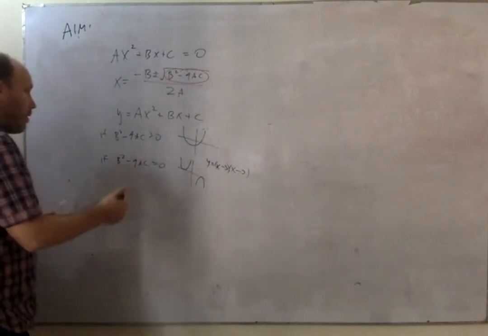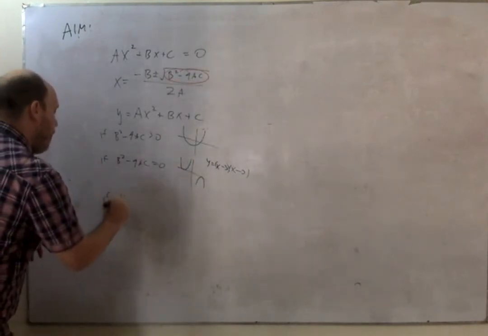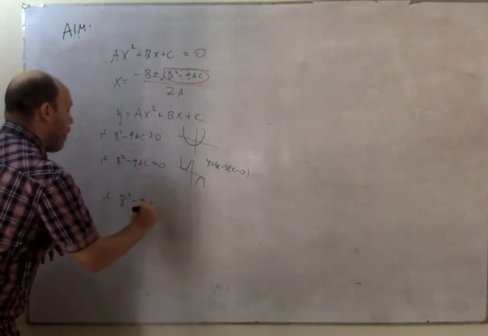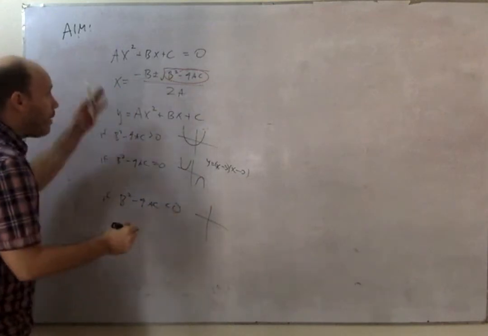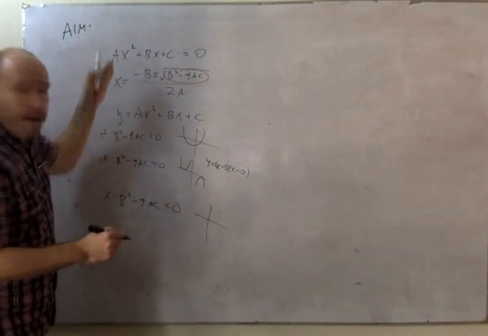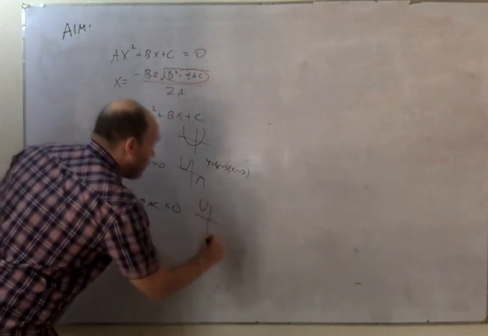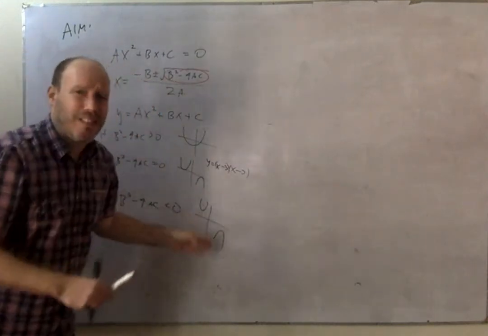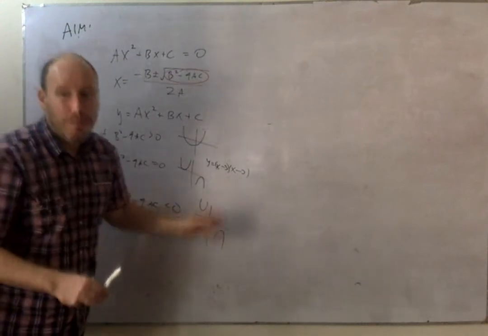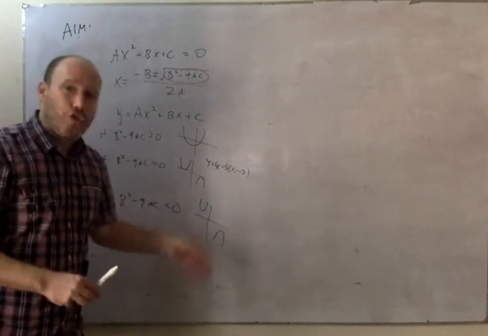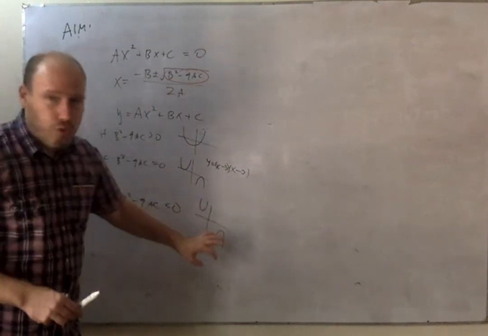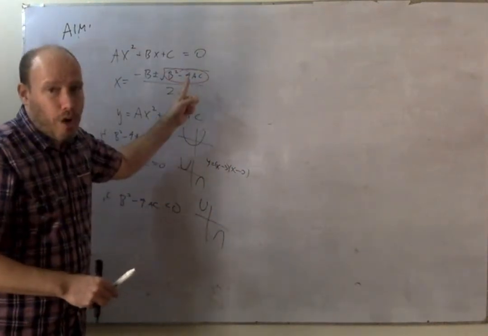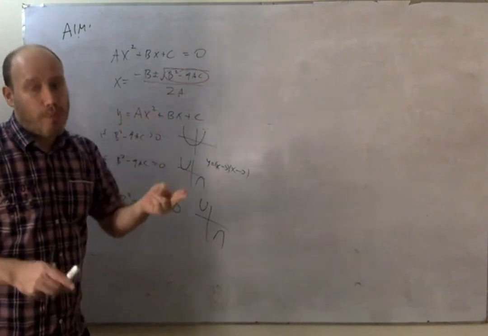Okay, and then the last situation was if b squared minus 4ac was less than 0, then we saw that the parabola of this quadratic didn't touch the x-axis at all. It still has an axis of symmetry, a turning point, and a y-intercept, but in this case there are no real roots, because we're going to have a negative number under the radical. That's outside the scope of this class.